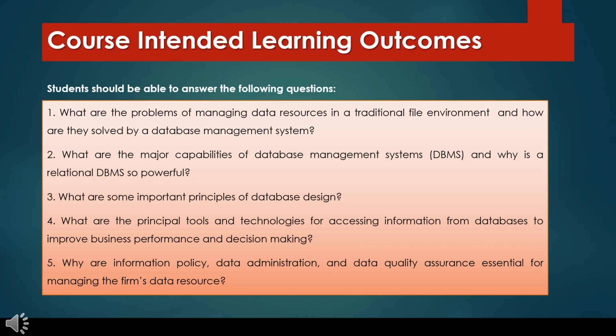Number three, what are some important principles of database design? Number four, what are the principal tools and technologies for accessing information from databases to improve business performance and decision making? Number five, why are information policy, data administration, and data quality assurance essential for managing the firm's data resource?